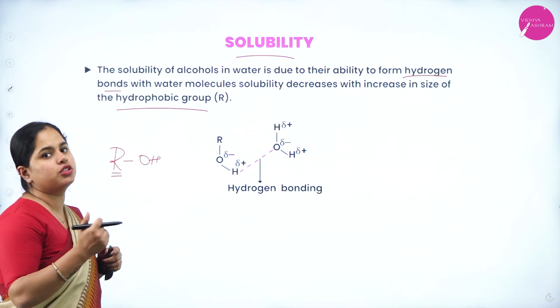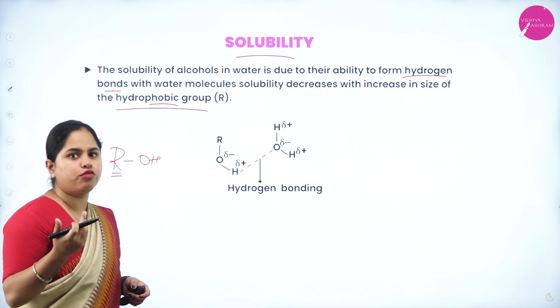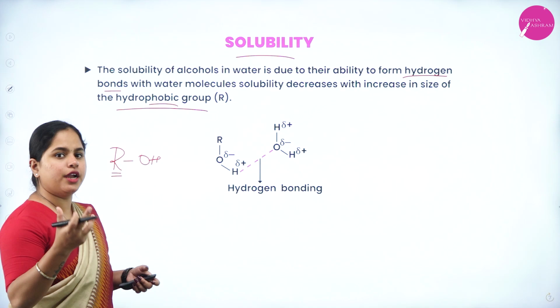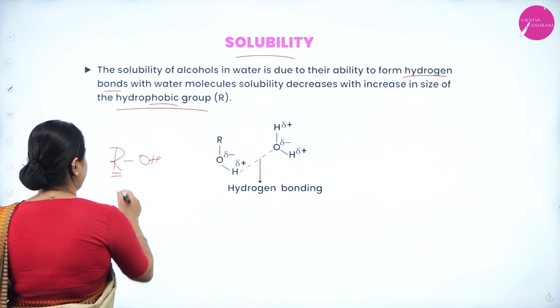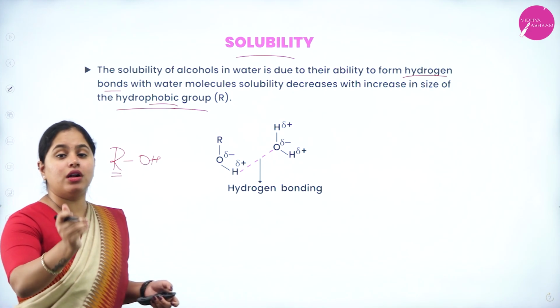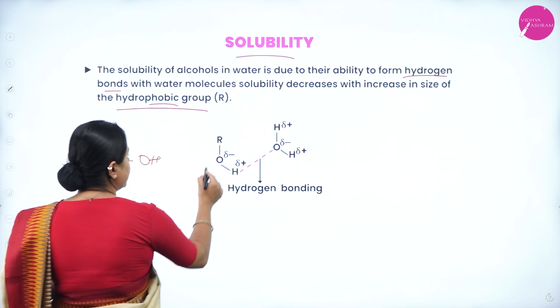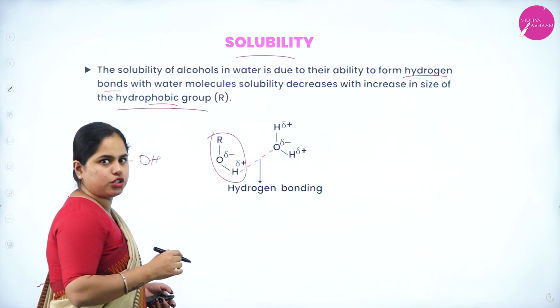It doesn't have attraction towards water. It hates water, which is what the word hydrophobic stands for. So this alkyl part is the hydrophobic part, and when it becomes bigger and bigger, the solubility becomes less. But alcohols are soluble in water because of the presence of hydrogen bonds. As you can see, this is a molecule of alcohol shown here.